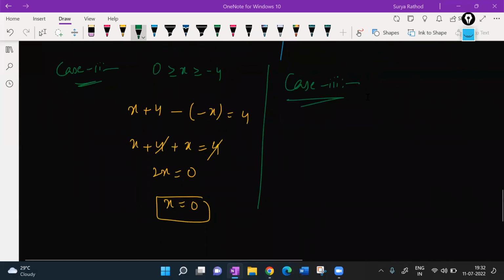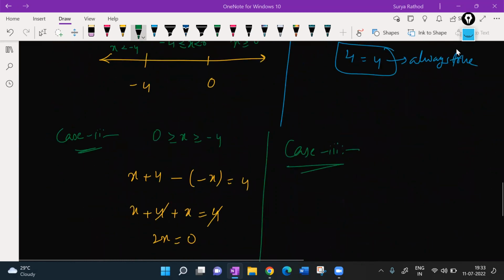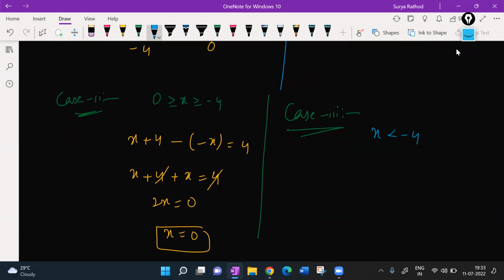Quick. Case 3 answer, x less than minus 4. Someone is responding. Who is that? Pravalika Ji. Directly, beta. Look at it here. What is the case here? x less than minus 4, right? x less than or equal to minus 4.